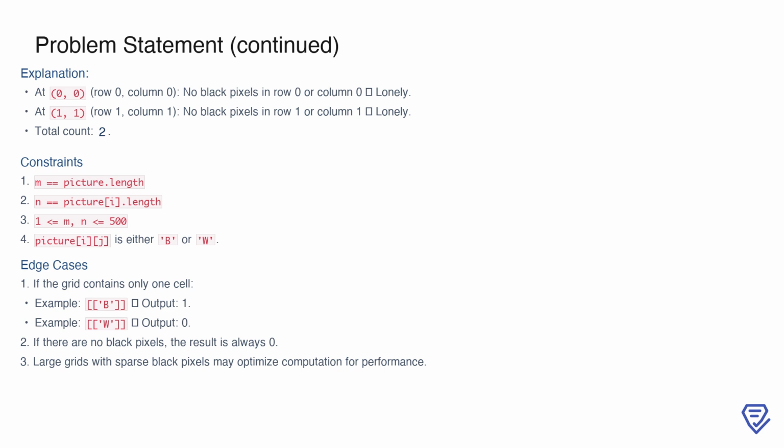Additionally, the constraints for this problem specify that the grid can have dimensions up to 500 by 500 and that each cell must be either B or W. Edge cases include single-cell grids and scenarios where there are no black pixels at all, which would result in an output of 0. Sparse grids with large dimensions may also require optimized solutions for performance.